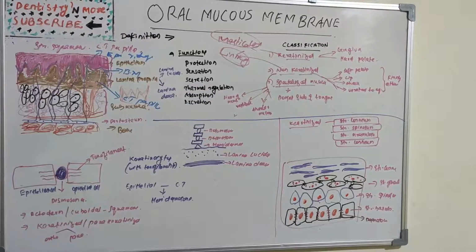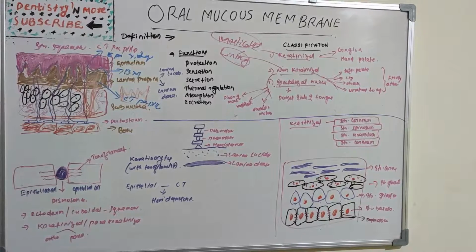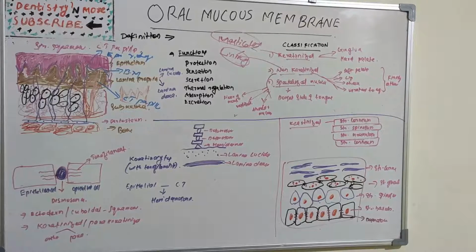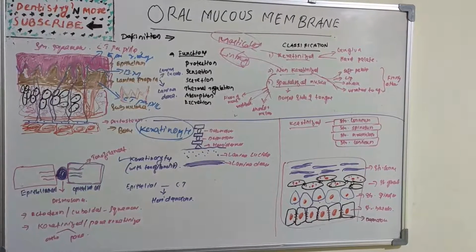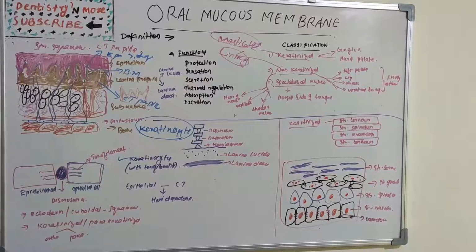Keratinized epithelium may be ortho or parakeratinized. Keratinization means there is no nucleus, no organelles, completely keratinized. Keratin will be deposited throughout the layer, so there will not be any organelles or nucleus. Whereas in parakeratinization, pyknotic nuclei will be there, that is, remnants of the nucleus will be present.